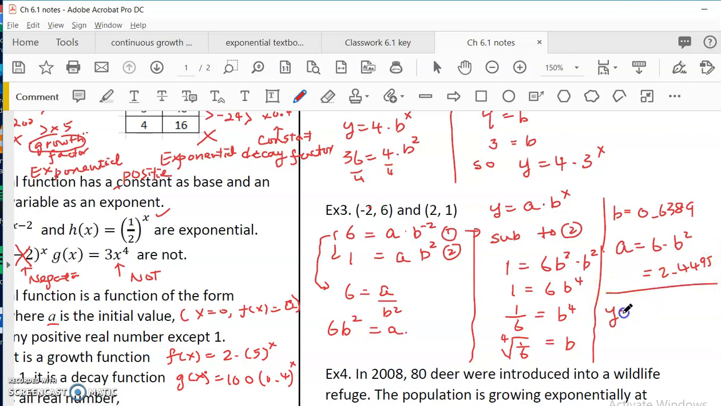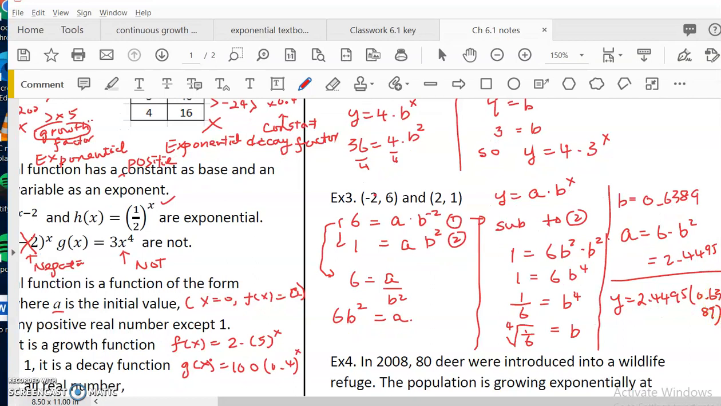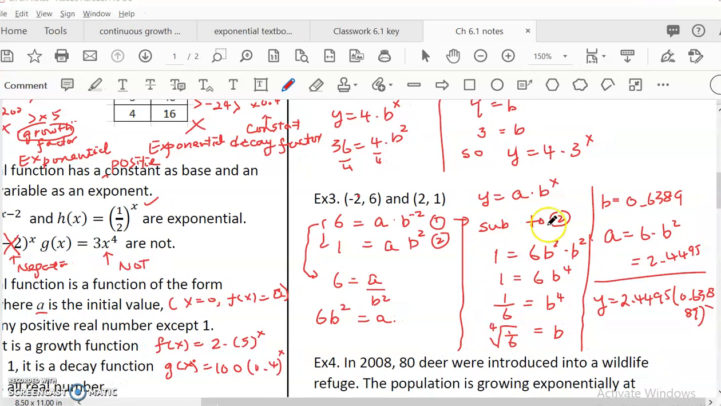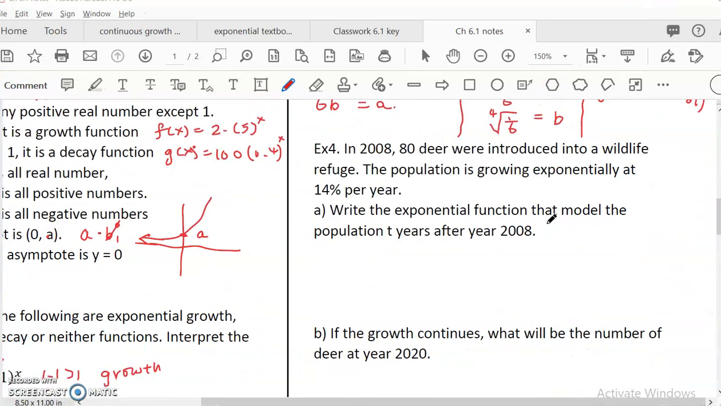Is y equal to 2.4495 to the power... I think you can write this also if you want to: 0.6389 to the power x. It's outside of the screen. Okay, so that's how you write it.